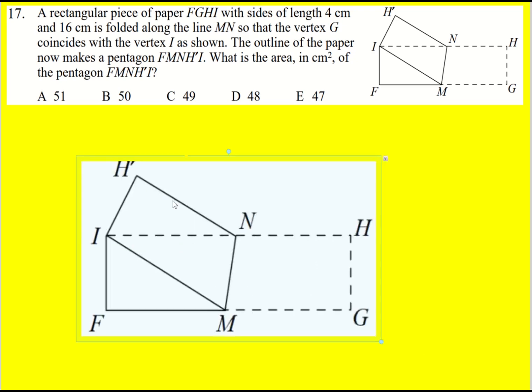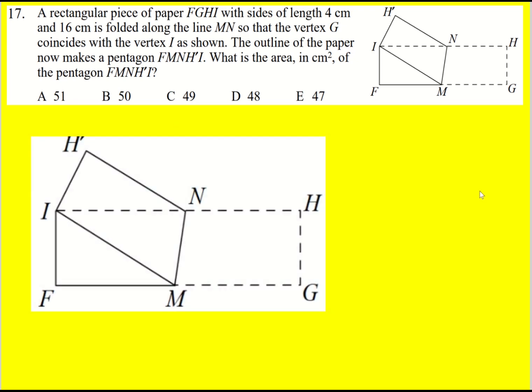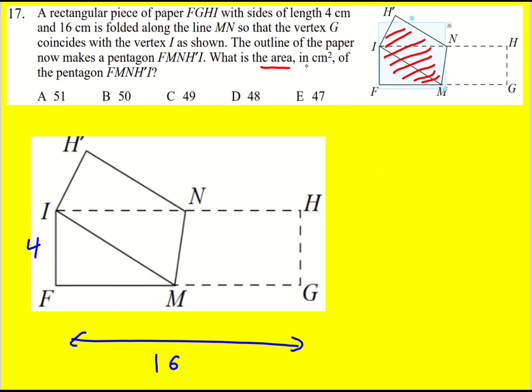I always find these folding questions quite interesting, although challenging too. We're told that we've got a rectangular piece of paper, FGHI, with side lengths of 4 and 16. It's folded along MN so that G goes onto I. The outline then makes a pentagon, so this is what we're trying to find the area of.